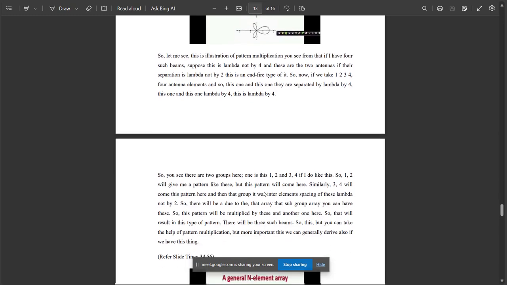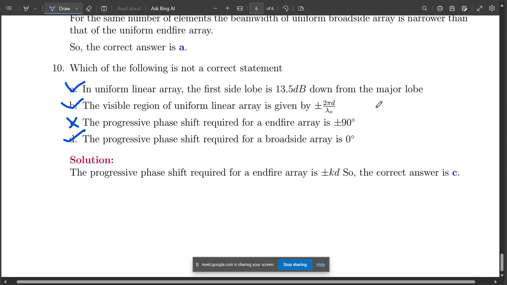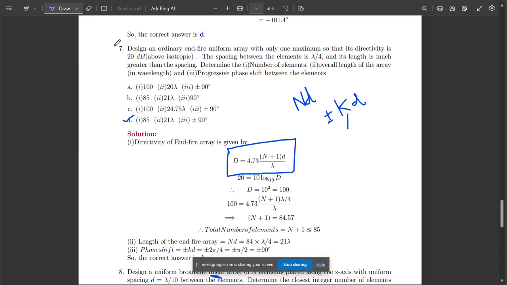Anyways, the wrong statement is option C. Here it's plus minus kd. Plus minus kd is the correct answer. We have discussed this in question number 7 with you.